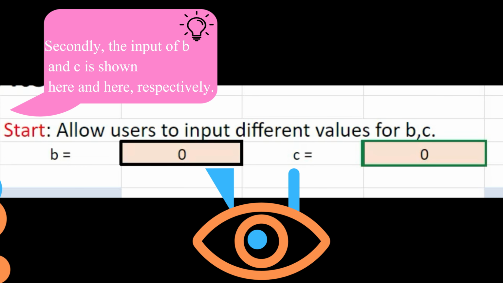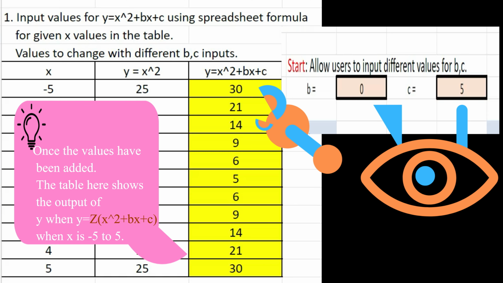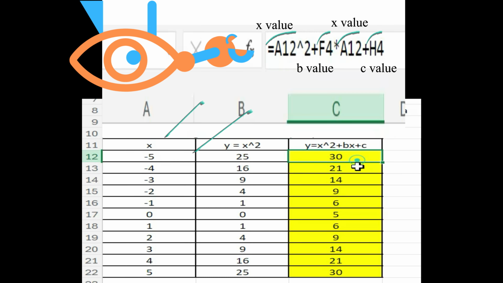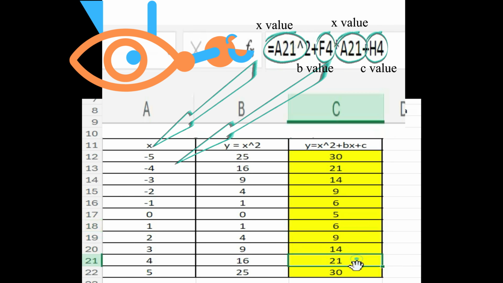Secondly, the input of b and c is shown here and here respectively. Once the values have been added, the table here shows the output of y when y equals z when x is -5 to 5. Here is the Excel formula I used to automatically give the y value.